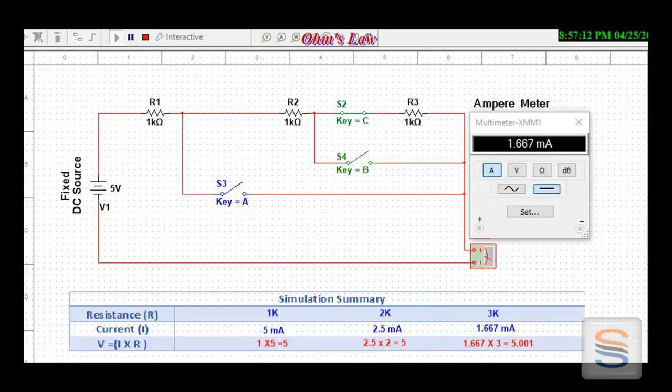Hence, with the help of this simulation, it is proved that the product of resistance and current is always equal to the source voltage.